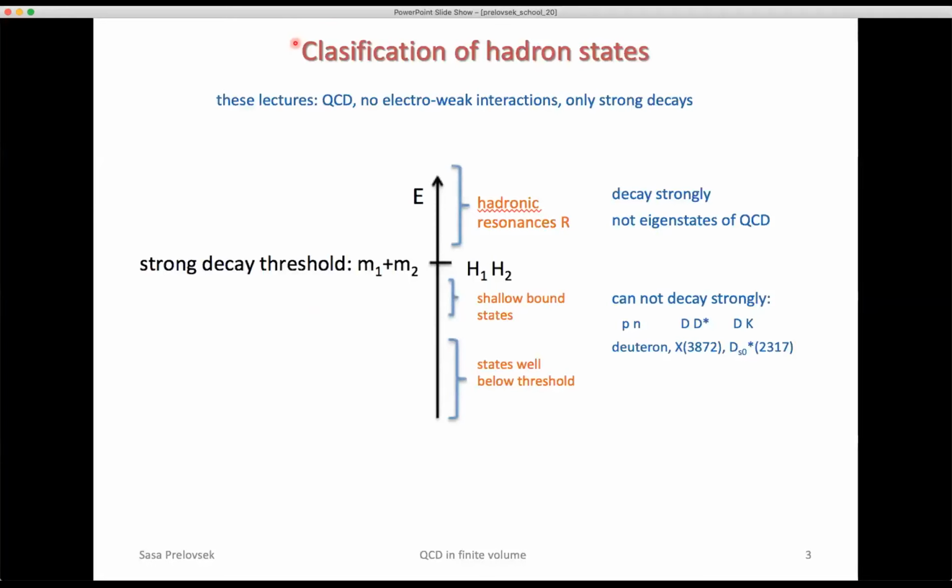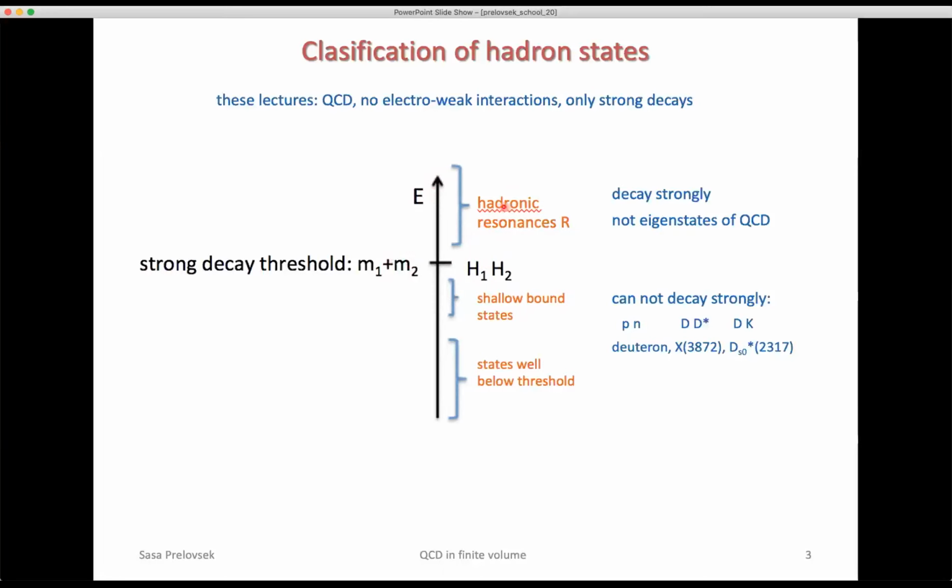There will be no electroweak interactions, only strong decays, and we'll be considering hadrons. And so a hadron will only decay strongly if it decays at all. So for a given channel, what is important is the location of a threshold. So a hadron can decay to two hadrons, H1, H2, if it has the same quantum numbers and if it is above this threshold.